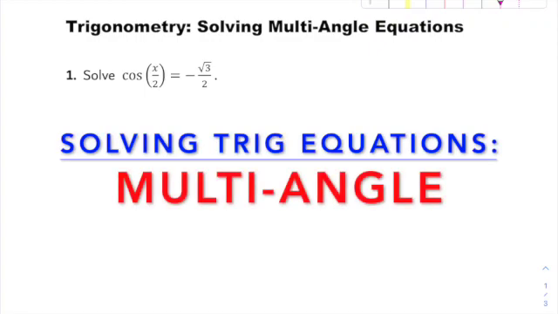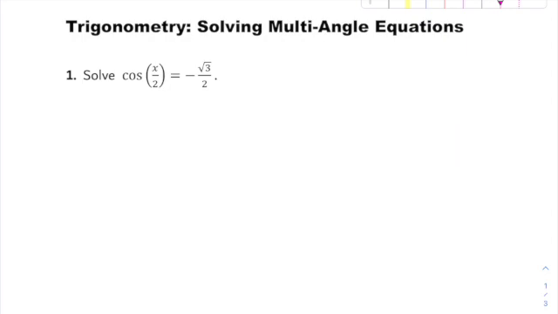Murray back on Mr. Murray's Math Land, and today we are continuing solving trig equations, but this time solving what we call multi-angle equations. That is when, notice this in the equation, you've got some coefficients on the inside of your trig function. So your argument is not just x, it's something like x over 2 or 3x or 2x, and that is going to affect your solutions, of course. So we're going to see how that happens today.